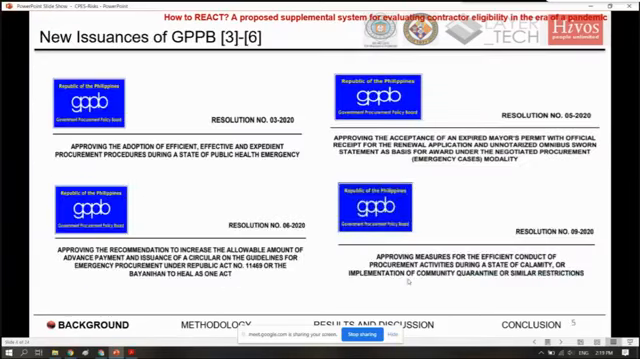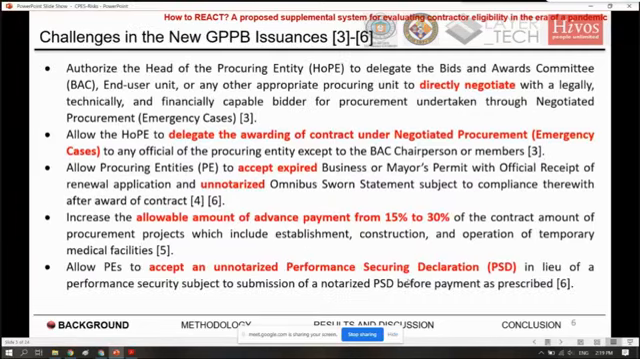So the GPPB releases several resolutions addressing specifically that concern. In these particular resolutions, I would just like to summarize this. The main heart of this resolution is to hasten the procurement process of the construction of emergency facilities, specifically to address the COVID-19 pandemic. The highlights, or the major changes in the issuance of GPPB, are the following.